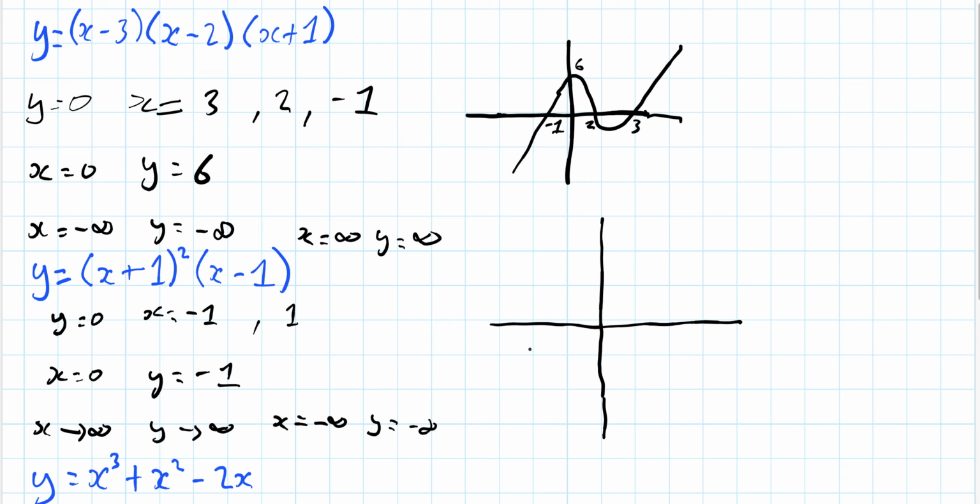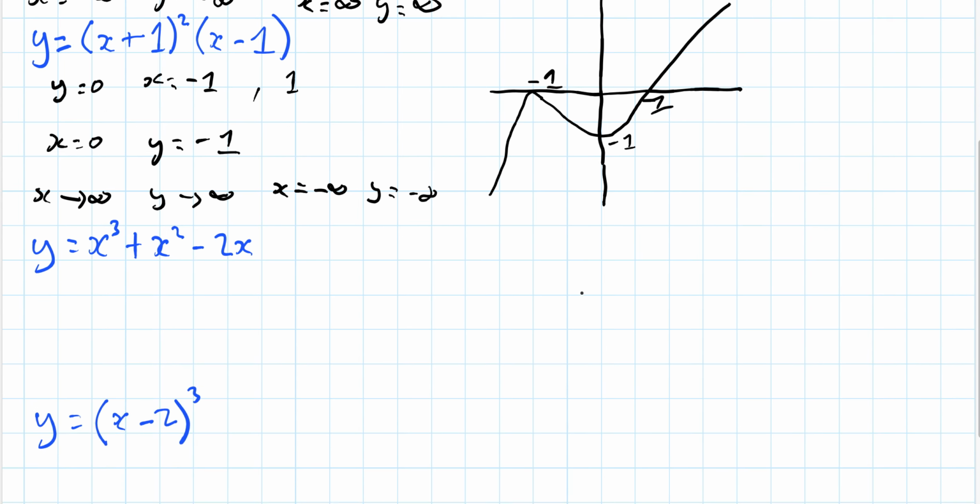Alright, so we're going to draw a sketch. The graph's going to come up from negative infinity, and it's going to touch -1, and because of the squared, it's just going to touch it and come back down to -1. That's the y-intercept, and then go back up to 1 and continue to infinity again. So 1, -1, and this here is -1.